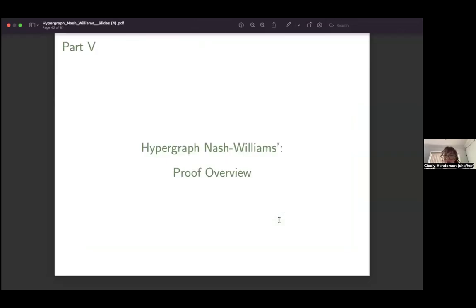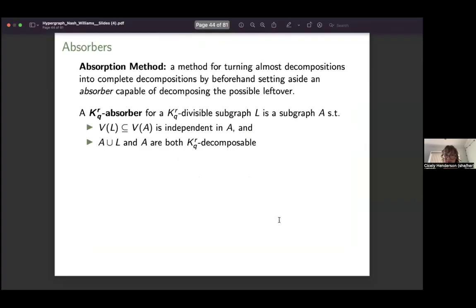With my remaining time, I'll give you a high-level proof overview of how we showed this result. So we use the absorption method, which is a method for turning almost decompositions into complete decompositions by beforehand setting aside a structure, which we call an absorber, capable of decomposing the possible leftover.